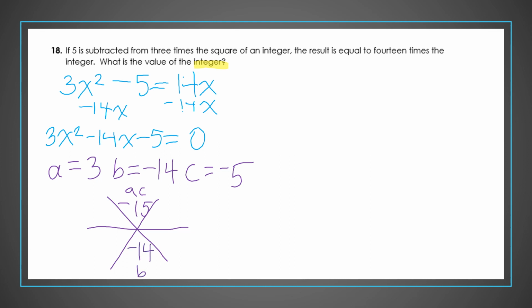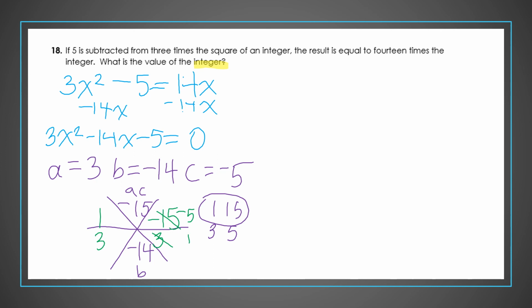So I'm thinking about factors of 15, so that's either 1 and 15 or 3 and 5. But I need the pair that I can arrange to give me a -14, so that is going to be 1 and 15. In order to get a -15 when I multiply, I need to make one of them negative. Because I want it to be a -14 when I add, I'm going to make the 15 negative. 1 times -15 is -15, and 1 plus -15 is -14. I'm then going to divide by 3 and simplify if possible. 1 over 3 does not simplify, but -15 over 3 simplifies to -5 over 1.